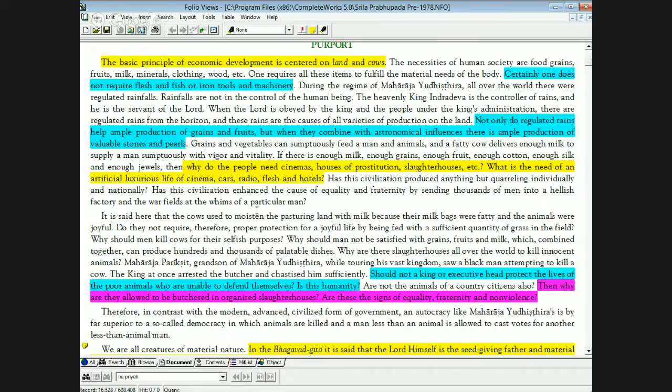Is this humanity? Are not the animals of a country citizens also? Then why are they allowed to be butchered in organized slaughterhouses? Are these the signs of equality, fraternity, and non-violence?